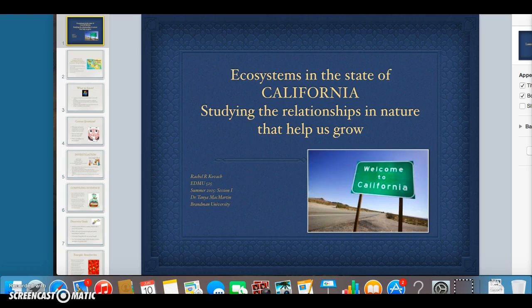And for our 5E's presentation, I decided to hit 7th grade ecosystems. This is going to be the ecosystems in the state of California and how students can study the relationships in nature that help us grow.